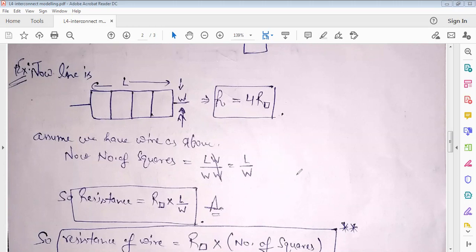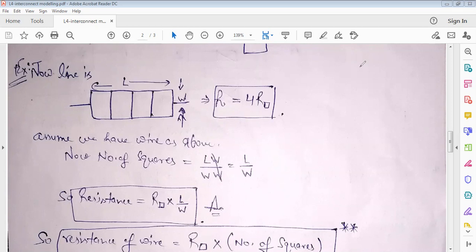Now, how will you calculate the number of squares? In order to find the resistance of the wire, you can use the formula R equals R square multiplied by number of squares. So how will you calculate the number of squares? Let us suppose that this is the length of the wire, and this is the width of the wire. So what will be the area of the wire? The area of the wire will be L times W.